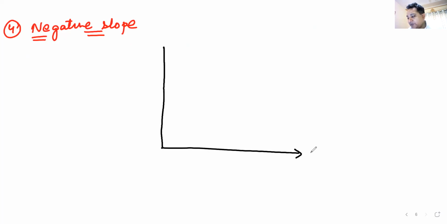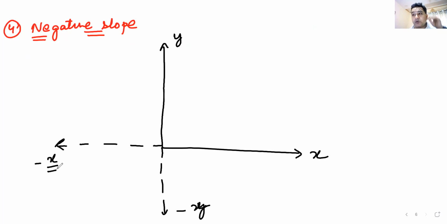The next type of graph would be negative slope graph. And now you can tell me, how will a negative slope graph look like? Please tell me till I draw that coordinate axis and everything. This is minus y, and this is minus x. How will a negative slope graph look like?